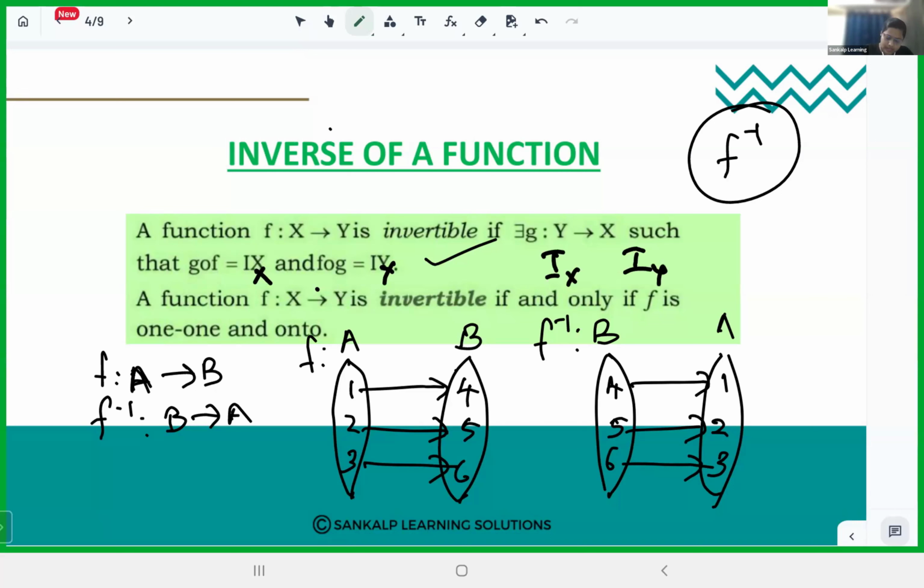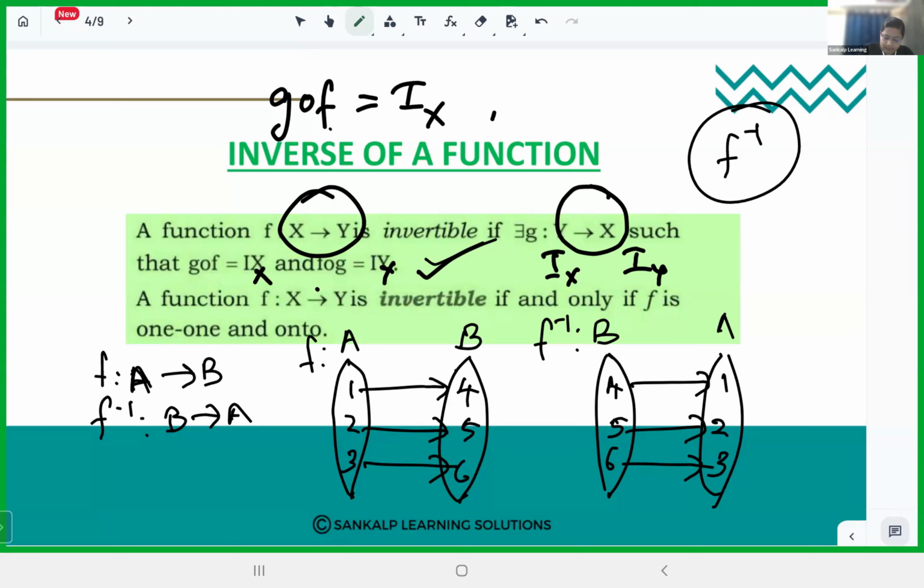Here you can see that f is defined from X to Y and g is defined from Y to X because it is inverse. So, if a function is said to be invertible, then this condition should be satisfied. What is that condition? The composition of that function should be considered. g composition f should be equal to I_X, and similarly, f composition g should be equal to I_Y. What is this?